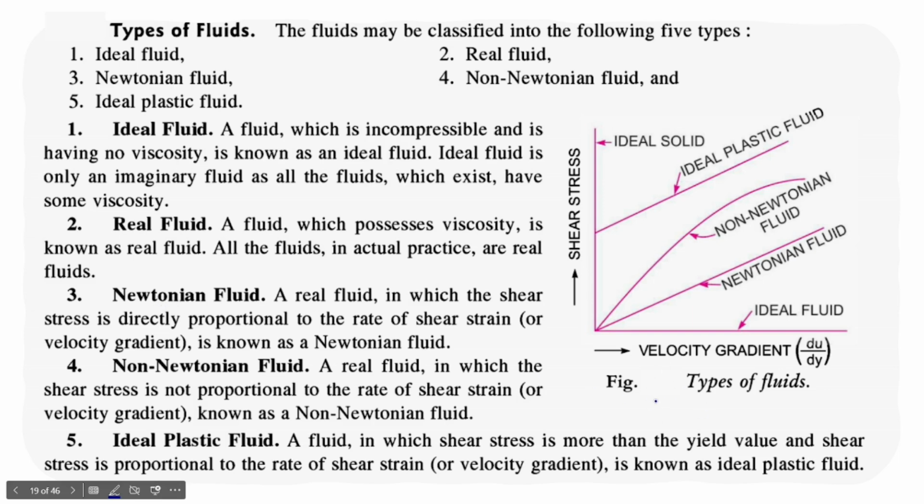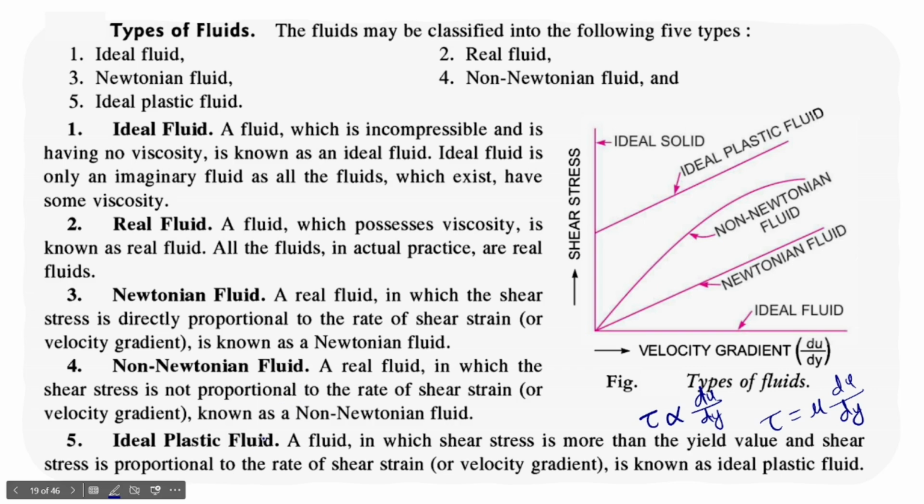So what do you know from Newton's law of viscosity? We saw that tau is proportional to du dy. So we brought a constant, which is tau is equal to mu du dy. So if this equation is being followed by any fluid, we will say that this is a Newtonian fluid. And if this is not being followed, we will say that this is a non-Newtonian fluid.